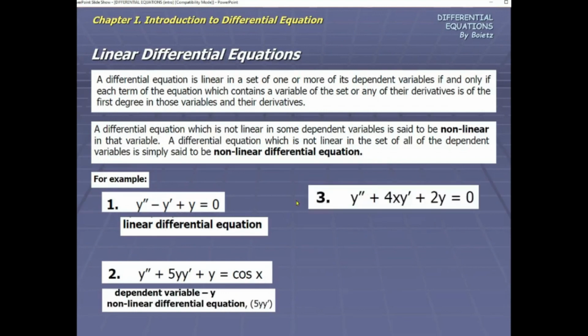Okay? Then this one, y double prime plus 4x y prime plus 2y equals 0. Ano ang dependent variable? Y. Kasi second derivative of y with respect to x. So, yung y double prime raised to 1. Ito, raised to 1 lang din. Multiply sa x, hindi naman siya dependent variable. Independent siya. Kasi ito, y lang times 2 lang.